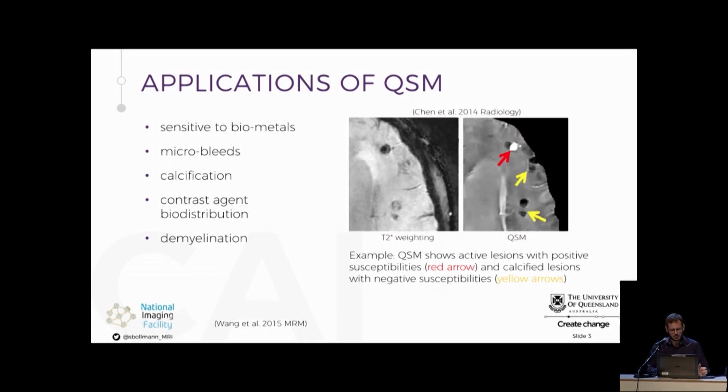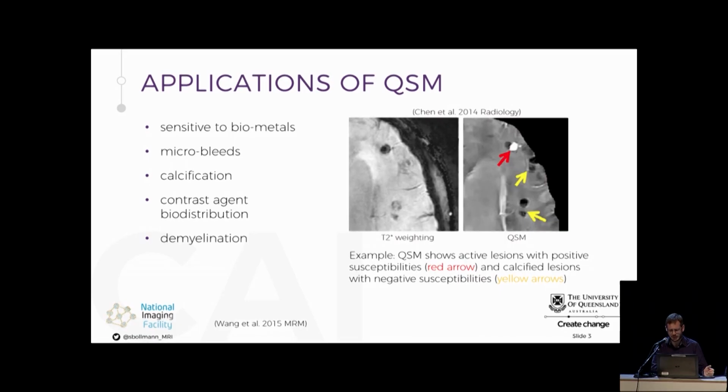And what is it used for? So it's quite sensitive to all biometals, microbleeds, calcifications. It can help us with exploring contrast agent biodistributions, and it can also be useful in exploring demyelination processes.